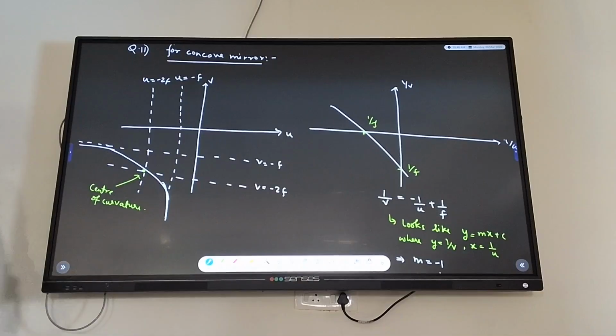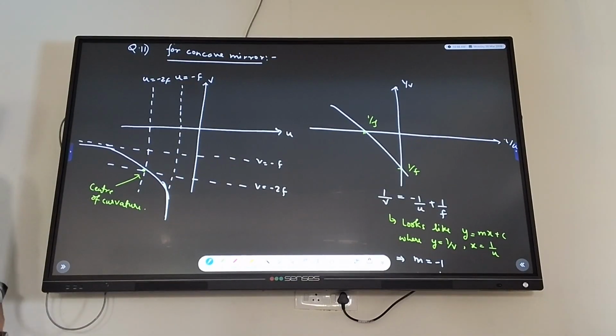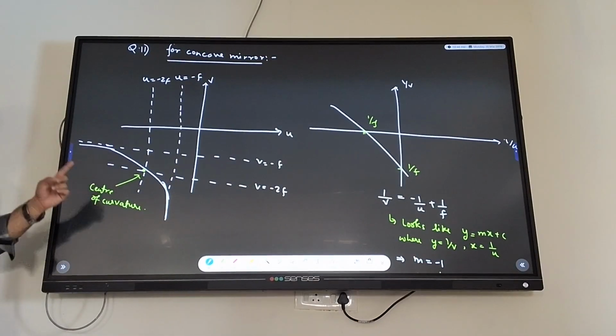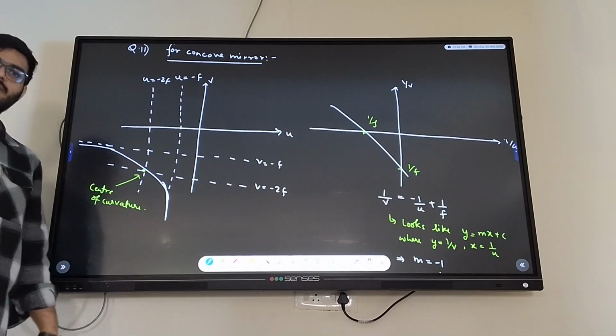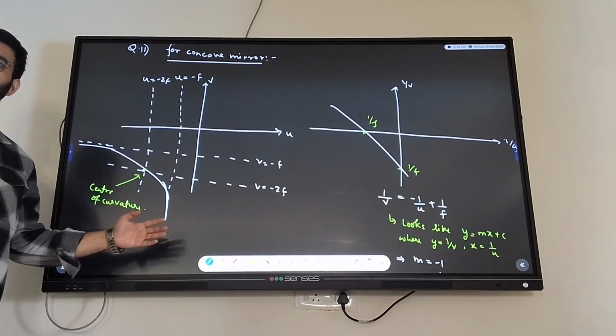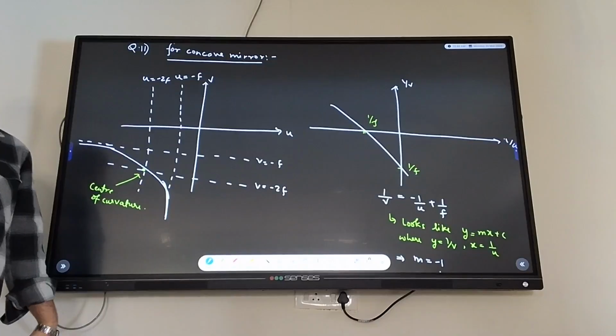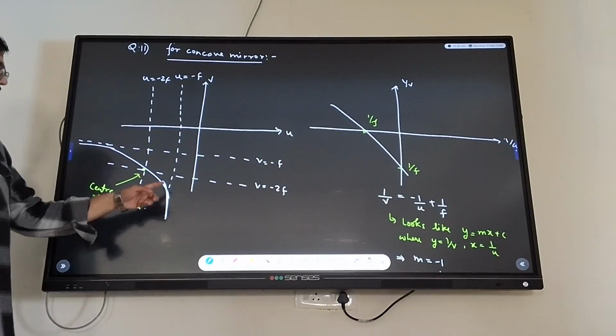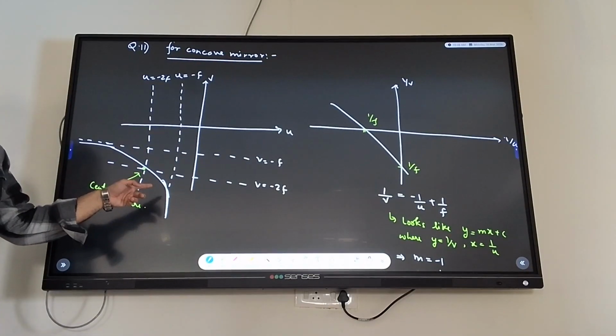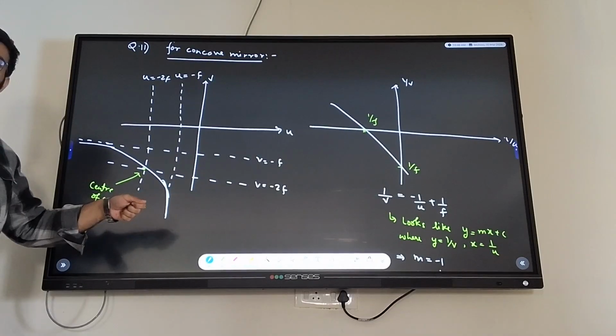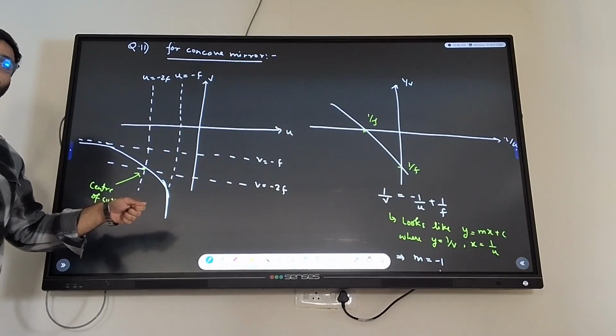There is another region. What is that region? Between focus and pole. When you put the object between focus and pole, what kind of image do you find? Virtual. This was the case of a real image. How can I say a real image is formed here? u and v both are negative here, both have the same sign. If they have the opposite sign, then you have a virtual image.